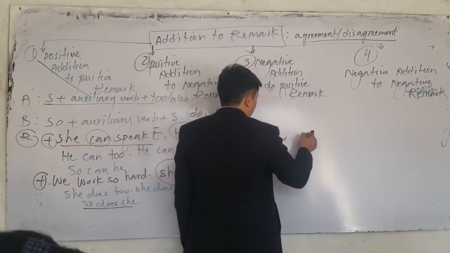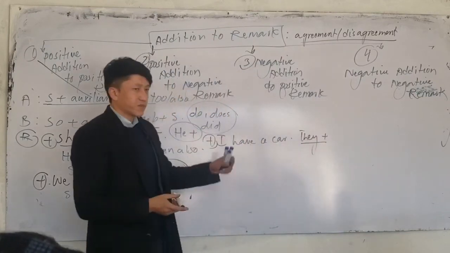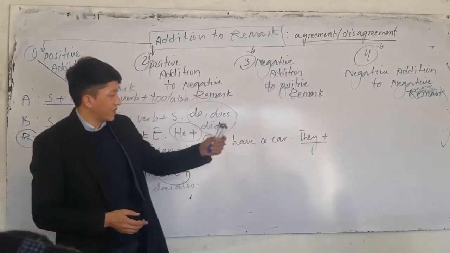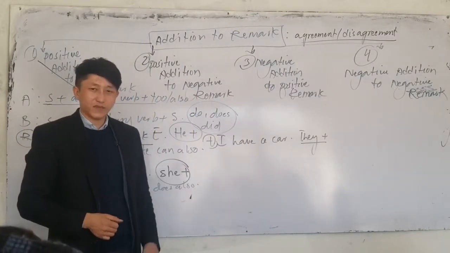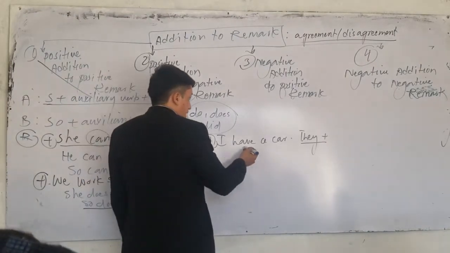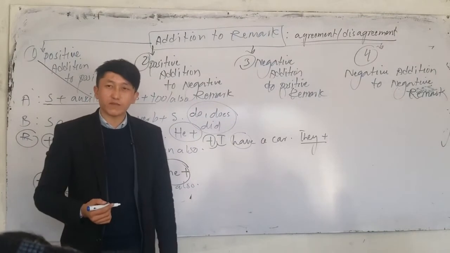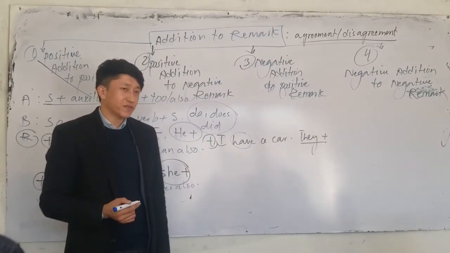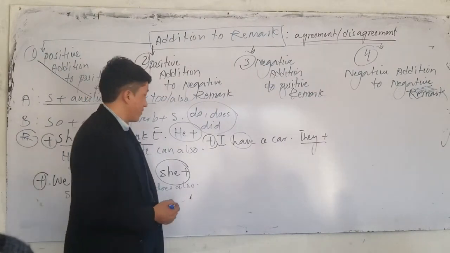What about they? This is positive, and this is also positive. Remark is positive. I have a car, and we also have they. They is subject. How can I add they to this sentence? Now here, have is not an auxiliary verb. Remember that. We talked about auxiliary verbs. Have here, the function of have is what? It's a main verb. What does it show here? Possession.